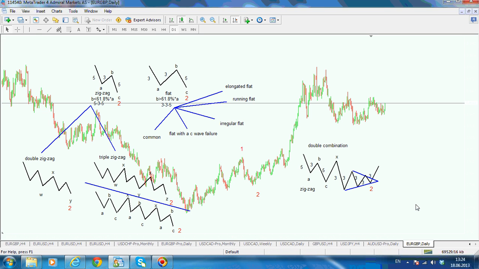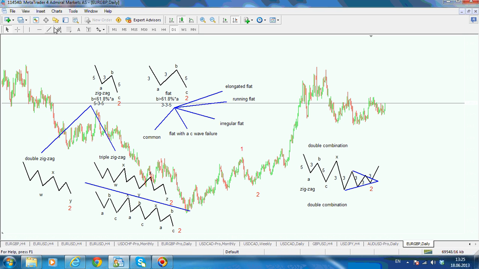So this was a double combination. What you have here on a double combination, you have two corrections for the second wave. The first correction is a zigzag connected by an X wave, or an intervening X wave, and then you have the next correction being in the form of a contracting triangle. Now this is a double combination, but a triple combination.